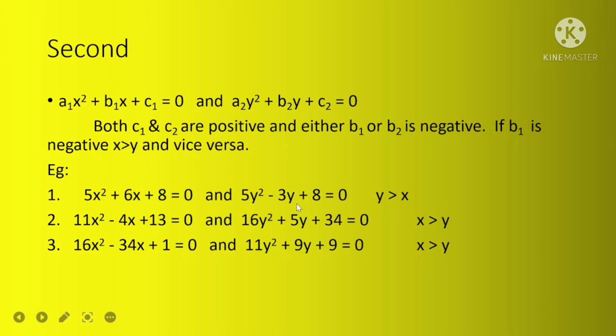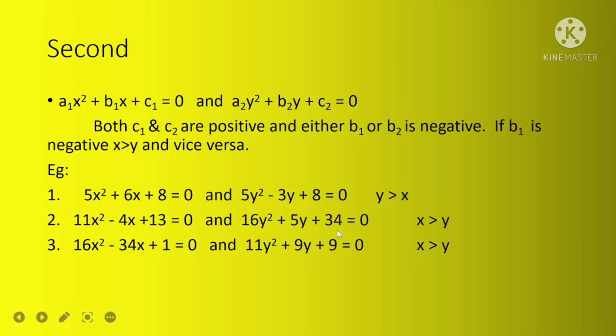b2 is negative and b1 is positive. Since b2 is negative, the parameter for this equation, the second equation, y will be greater than x. I mean, whichever coefficient is negative, the corresponding variable will be higher in magnitude. We are getting into the second example.